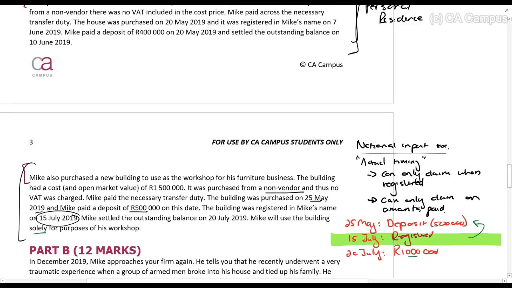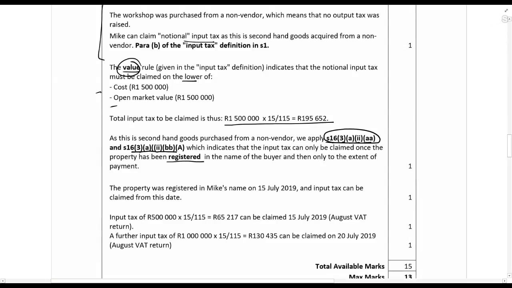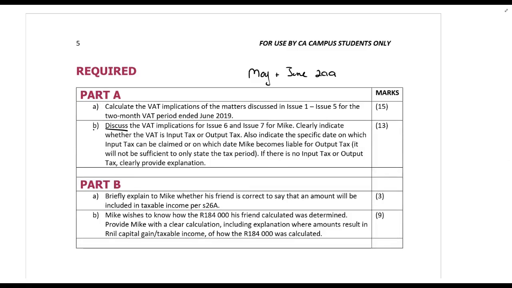At that point in time, we had already paid a deposit of 500,000 rand, so we can claim that then. The rest of it we claim on the 20th of July, and we can claim the input tax on that amount at that point in time. So there we tell you 500,000 on the 15th of July, and the rest on the 20th of July. The one in July is in the August VAT return. The one on the 15th of July is also in the August VAT return. And that is it, guys. So very standard, very popular also, that we often see in tests at this point of the year. So we'll continue with part B of the required in our next recording.